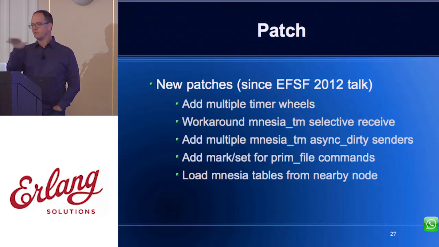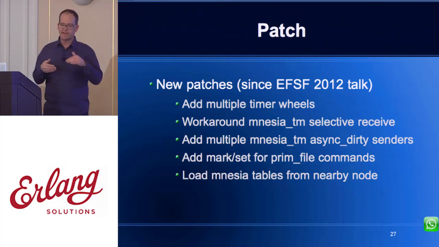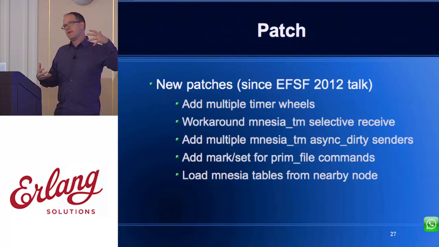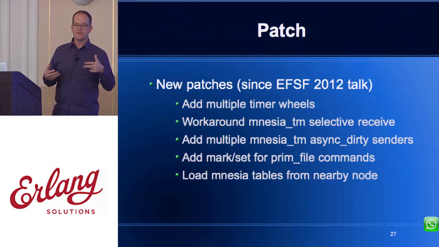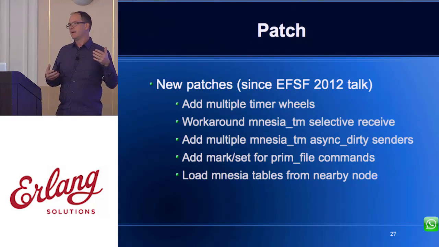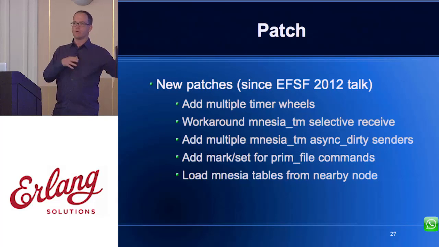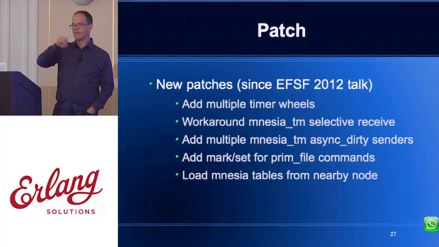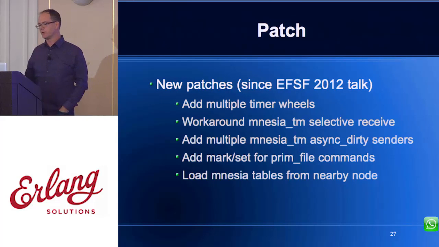I mentioned before that we added the multiple async dirty senders. I added mark and set on a port because prim_file has a selective receive. So when you're doing file I/O, when Amnesia was trying to dump a table, it's doing file I/O in the context of that same process. If it's taking a lot of message input, this would be in the transaction manager again, that would get into a point of no return amount of backlog because of that selective receive. So adding the ability to do a mark and set on that file port allowed that selective receive to be taken out of the equation, so that we could run full speed dumping those tables.